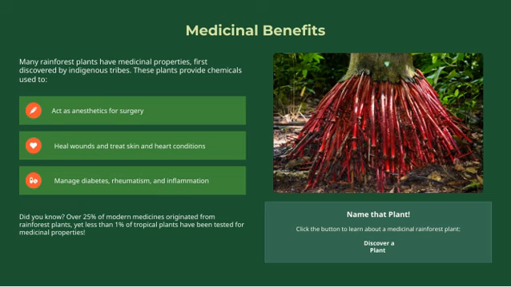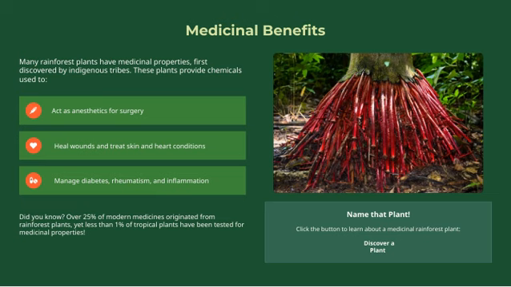Additionally, many rainforest plants help manage chronic conditions like diabetes and rheumatism, as well as reduce inflammation. It's quite remarkable to think that over 25% of modern medicines actually originate from these rainforest plants. However, despite this huge potential, less than 1% of tropical plants have been scientifically tested for medicinal properties. So, as we explore these plants, remember that the rainforest remains a largely untapped resource for future medicines.